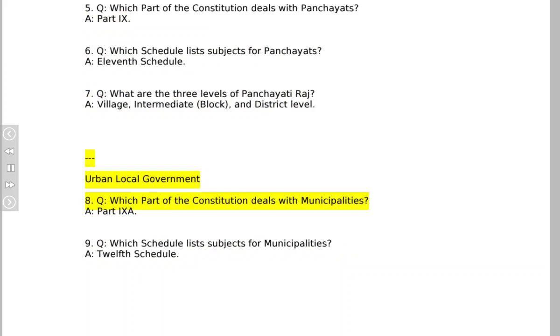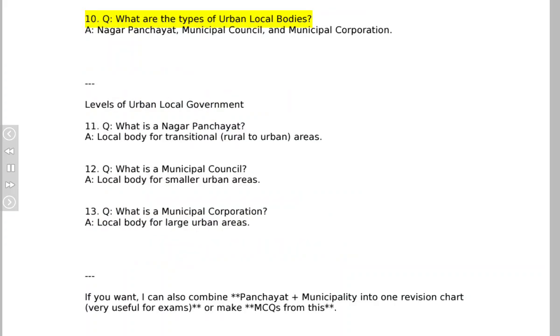Urban local government. 8. Q. Which part of the constitution deals with municipalities? A. Part IXA. 9. Q. Which schedule list subjects for municipalities? A. 12th. 10. Q. What are the types of urban local bodies? A. Nagar Panchayat, municipal council and municipal corporation.